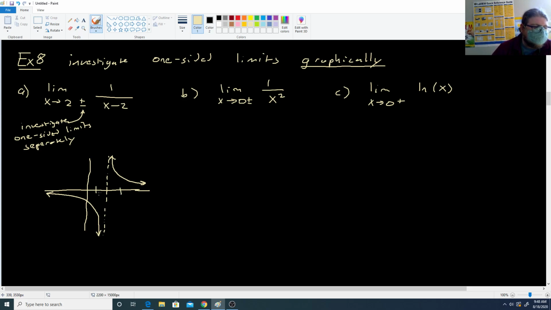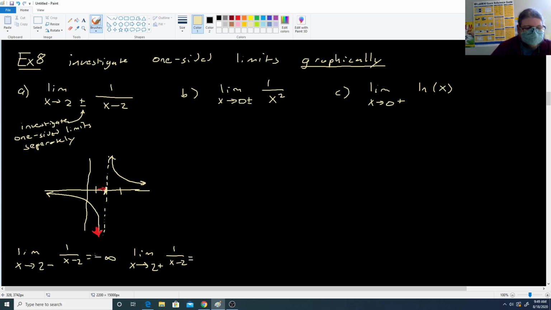Now we're supposed to be considering these limits separately. So we want to know what's the limit as x approaches 2 from the left of 1 over x minus 2, and then the limit as x approaches 2 from the right of 1 over x minus 2. As you approach from the left, here's x equals 2, we're approaching it kind of here, and our function is running off down towards negative infinity. So we're going to say that that equals negative infinity.